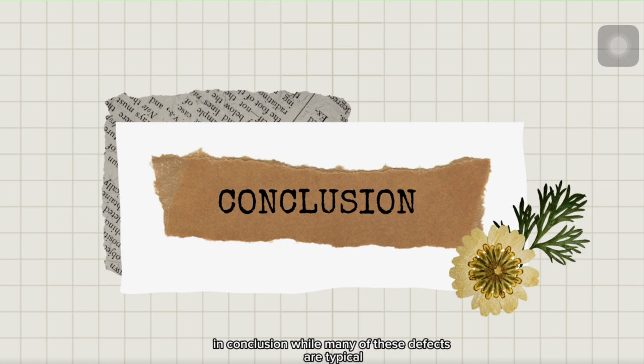In conclusion, while many of these defects are typical for a campus of this age, they require a proactive maintenance schedule to prevent further structural deterioration and to ensure the safety of students and staff. By addressing these rust, water, and mechanical issues now, we can extend the lifespan of these facilities significantly.